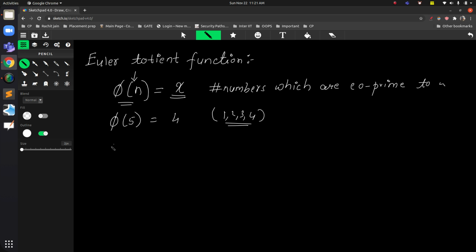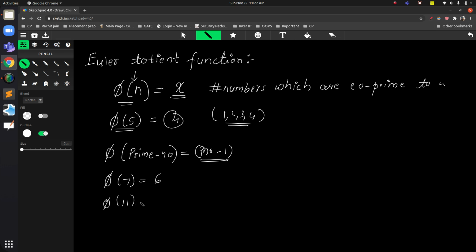Okay, so now we'll take some special cases. If a prime number is given as an input to the totient function, its output would always be the given number minus 1, because as it is a prime number, it doesn't have any factors other than 1 and itself. That's why, see, here 5 is a prime number and its totient function is 4. So for 7 it will be 6, for 11 it will be 10, and so on.